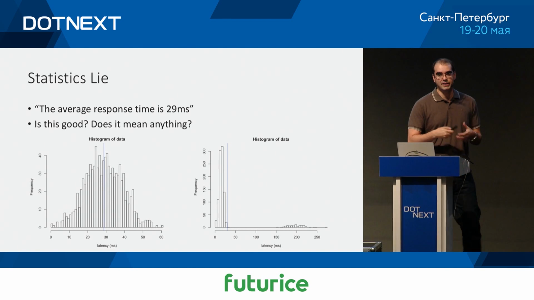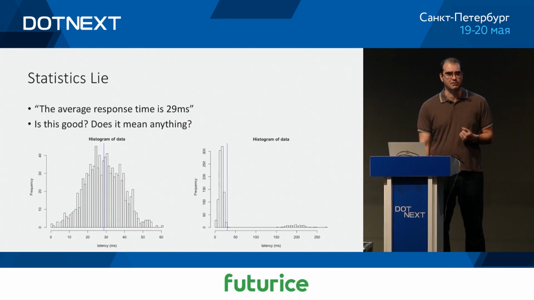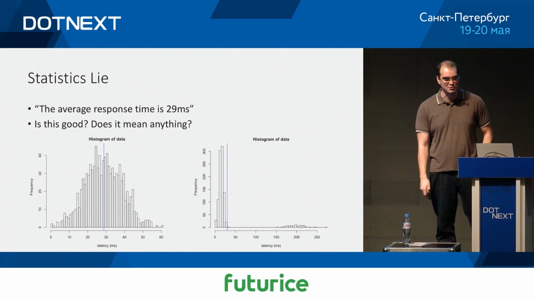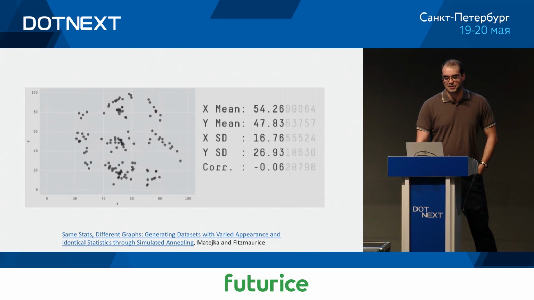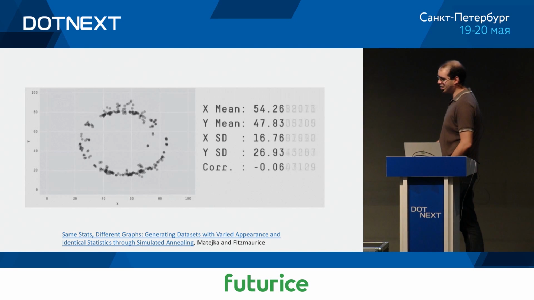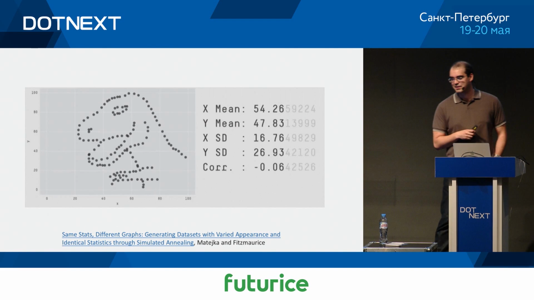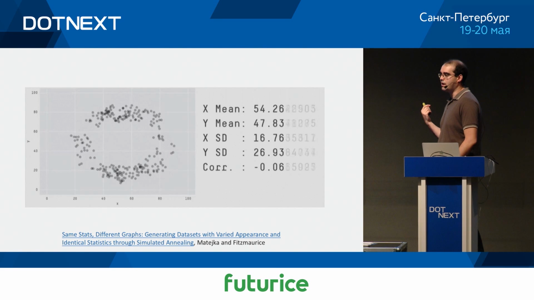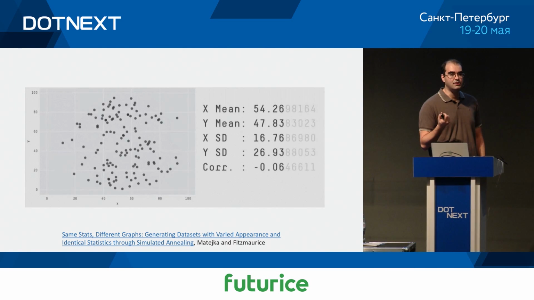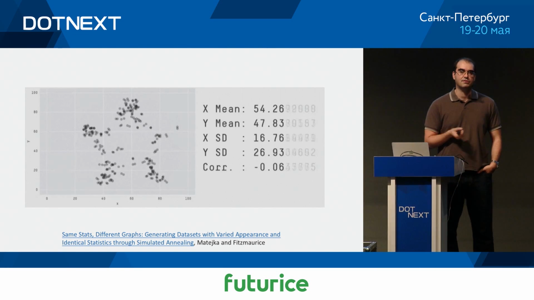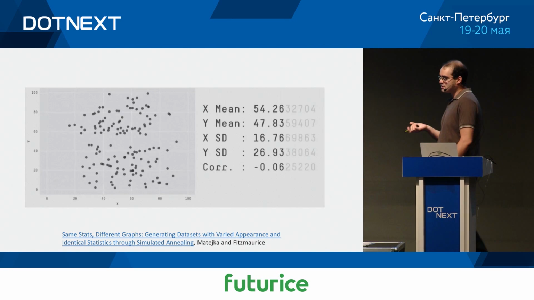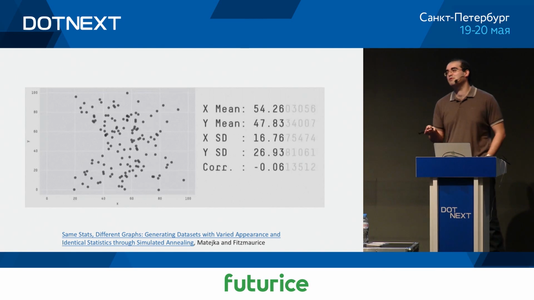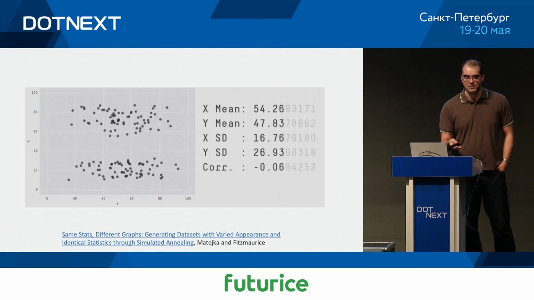The only way to actually get a trustable number is by not looking at the number, but by looking at the actual distribution. This is a really nice article I saw online. The dinosaur was there for a reason. I'm going to go back for a second here. All these point distributions have the same average, the same standard deviation, and the same cross-correlation. So if you just look at the numbers, it basically doesn't mean anything. You don't know the shape of your data from looking at the numbers.